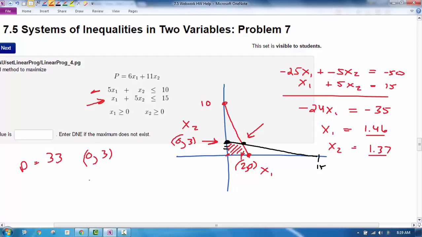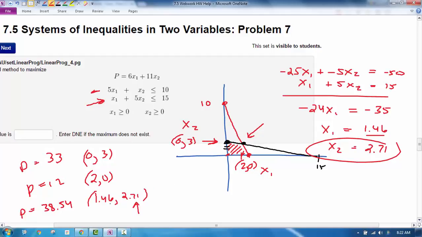And now the point (2, 0), if I plug that in, gives me 12. And then if you plug in this point here, that should give me, actually this number should have been 2.71 right there. And when I plug that into this equation, 6 times 1.46 plus 11 times 2.71, that's the maximum, 38.6. 0.54.